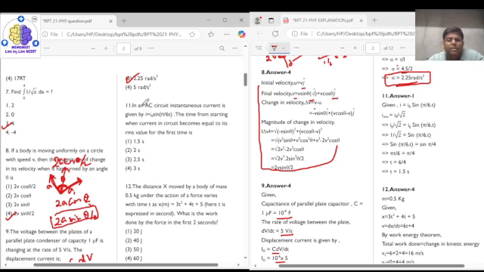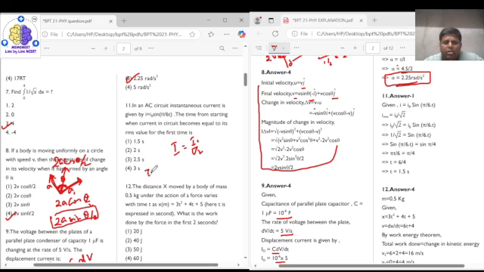Coming to question number 11, in an AC circuit, the instantaneous current is given by I equals I naught sine omega t, and omega is given as pi by 6, right? The time from the start when the current in the circuit becomes equal to its RMS value for the first time is? RMS value, that is, they are saying I is equal to I naught upon root 2.